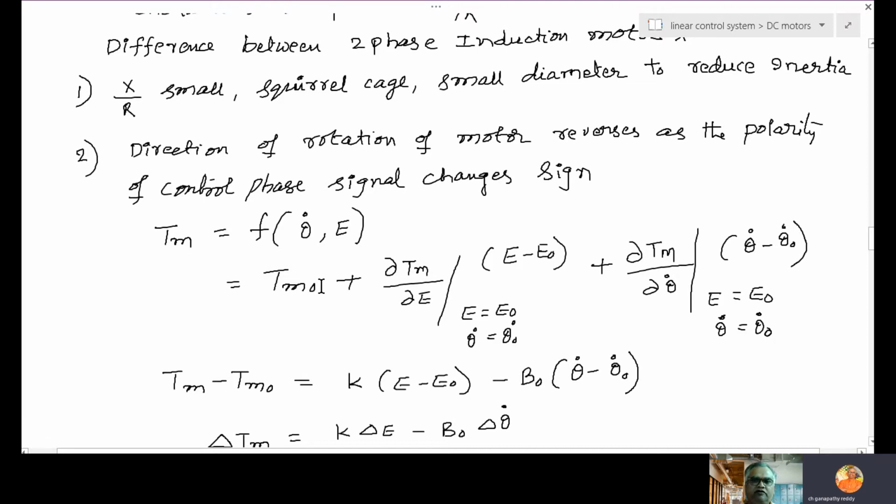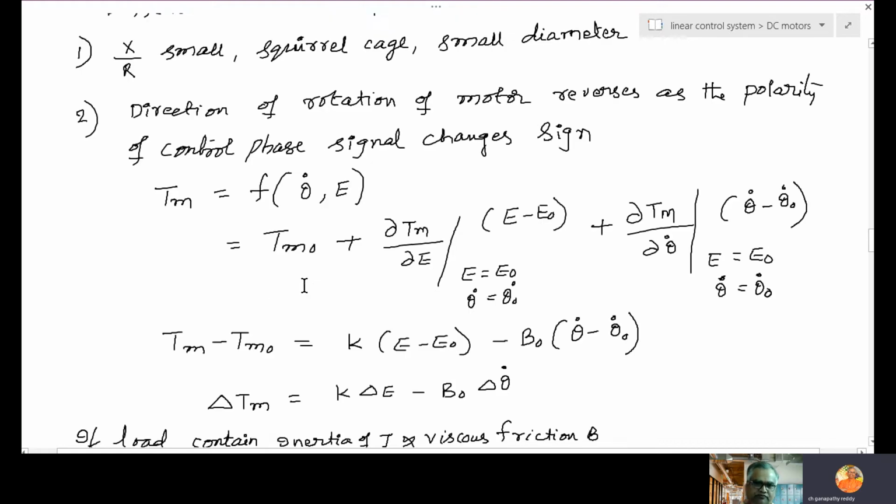It is Tm naught. When voltage is fixed, speed is also fixed. Whatever torque we are getting is at Tm naught. When E changes, torque changes. So original torque plus this change is taken. Then if load is changing, externally load is applied, then speed also changes. When speed is changing, torque also changes. So this is because of the load. This is because of the input voltage. This is under normal condition.